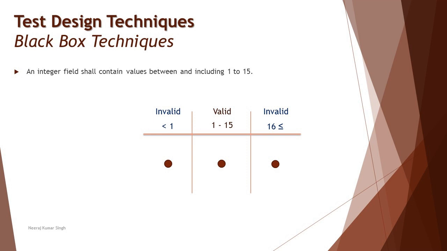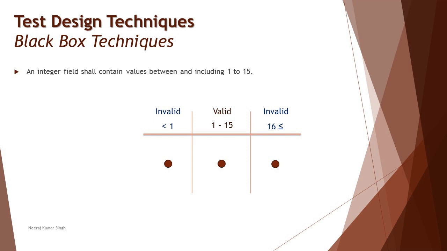All right, here is a quick example. Assume that we are talking about an integer field which shall contain values between and including 1 to 15. That means there is a field on an application which accepts an integer between just 1 and 15, inclusive of both of them. Between, mathematically, is inclusive of both the values. Anything beyond this is rejected. That means the field does not accept anything less than 1 or anything greater than 15.